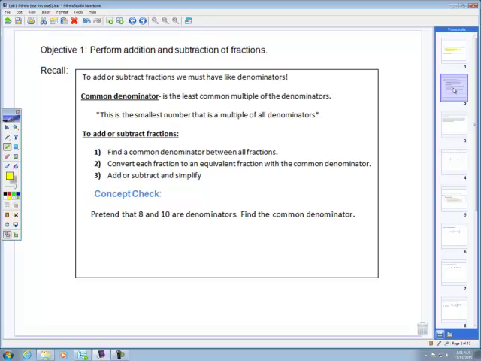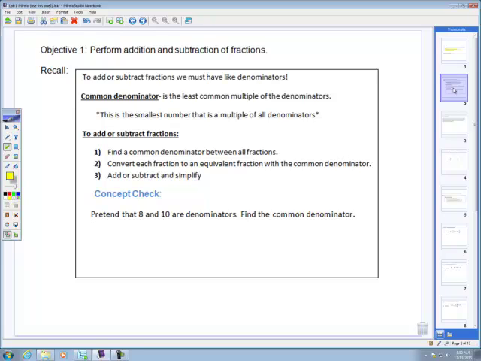Okay, let's look at addition and subtraction of fractions. First, to add or subtract fractions, we must have like denominators. In order to do that, sometimes it's necessary for us to find a common denominator. The common denominator is the least common multiple of the denominators. That is, this is the smallest number that is a multiple of all denominators.